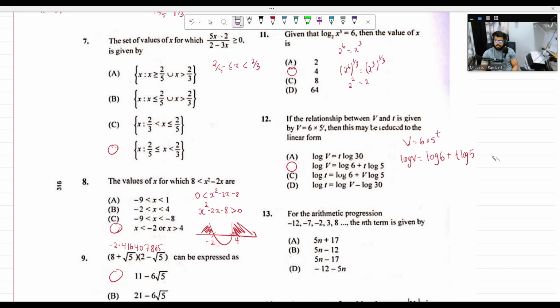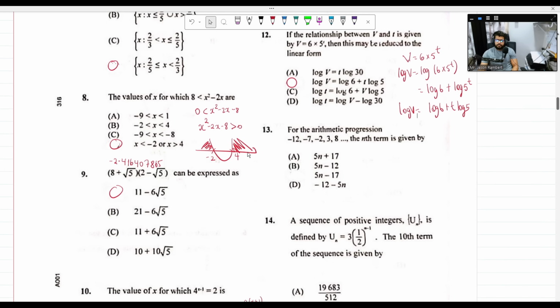Let me just oblige and do it for those who are probably confused. Log v is log of the whole right hand side, 6 multiplied by 5 to the power t. I'll use the law that splits up the multiplication, log 6 plus log 5 to the power t, and then I'll use the law that brings the power down, that is t log 5.